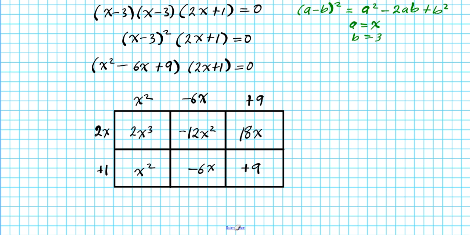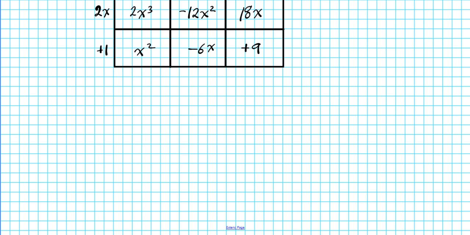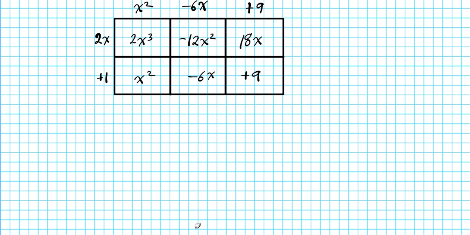To finish off, we'll just simply combine like terms, okay? Now, 2x to the third has nothing to be combined with, so we have f of x equals 2x to the third. Now the next diagonal, we have these two terms right here, x squared and negative 12x squared. These two can be combined to yield negative 11x squared.